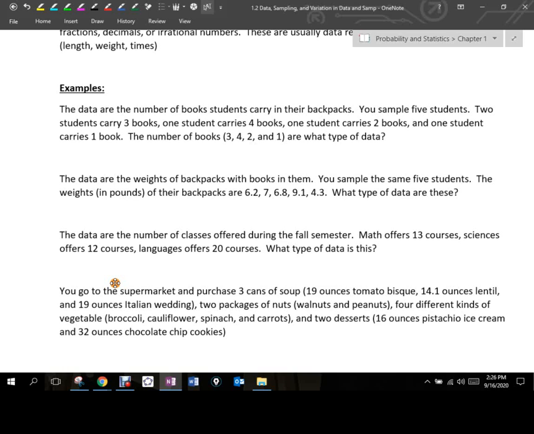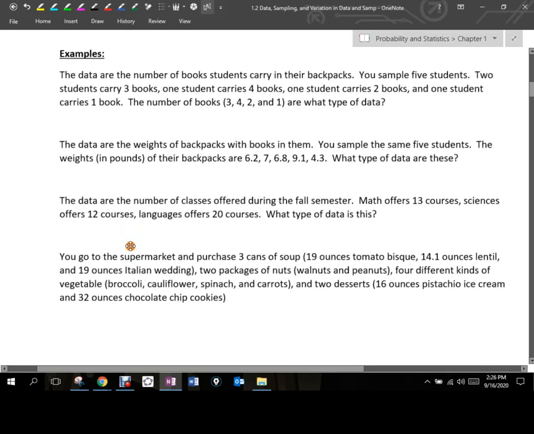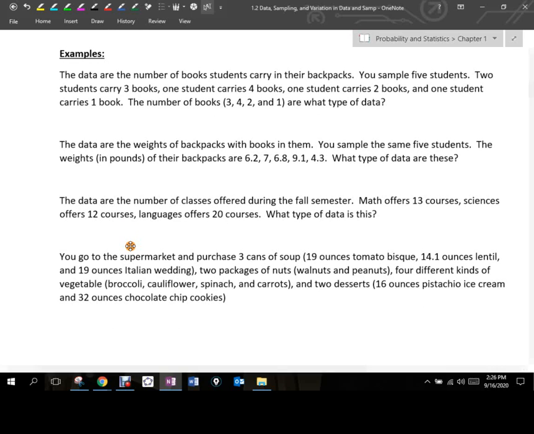The next one says the data are weights of backpacks with books in them. You sample the same 5 students. The weights in pounds of their backpacks are 6.2, 7.0, 6.8, 9.1, 4.3. Is that qualitative or quantitative?